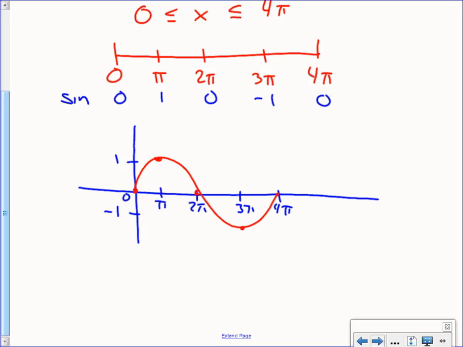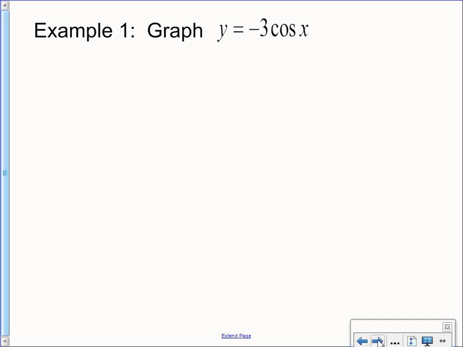Okay, what if I do throw in another number in there? What do you think? Last one. I promise. Here we go. What do you think that -3 will do to it?